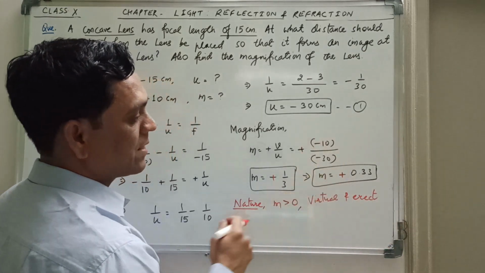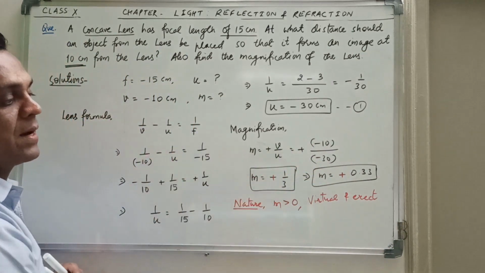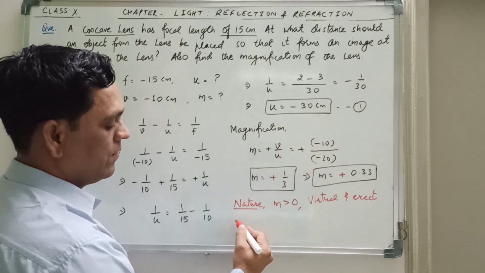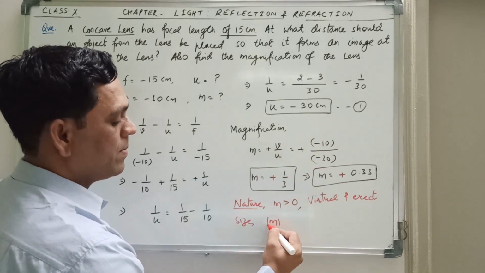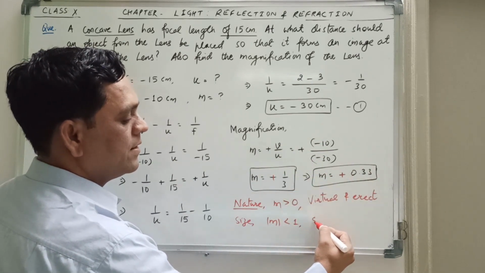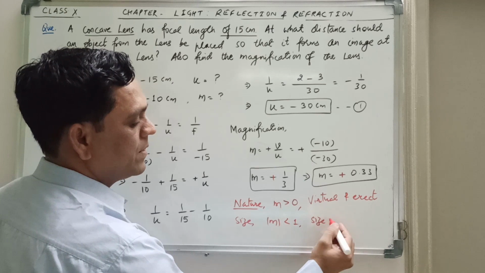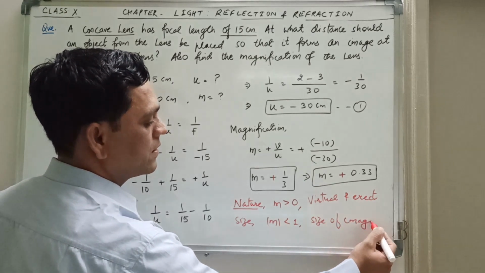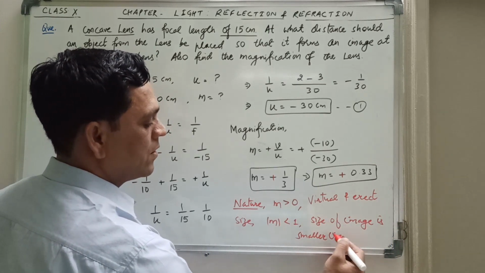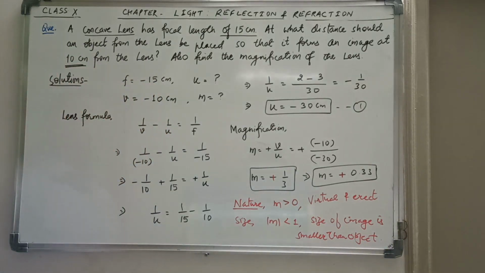See, the common mistakes can take place here. Suppose we have forgot to write here plus sign, so the nature can be completely changed. So we do remember this. We have to very carefully solve this question here. Then what is size of the image? Then you say the magnitude of m is less than 1, isn't it? It's 0.33 here. So we can say the size is smaller. Size of the image is smaller than the object. Image is smaller than object. So we can say diminished or smaller than object image has been found.